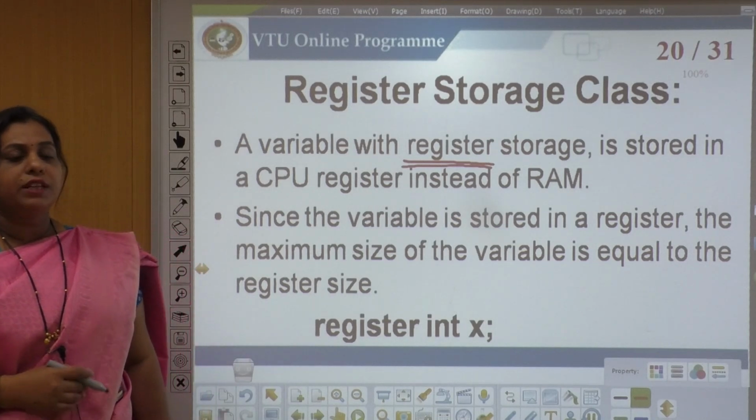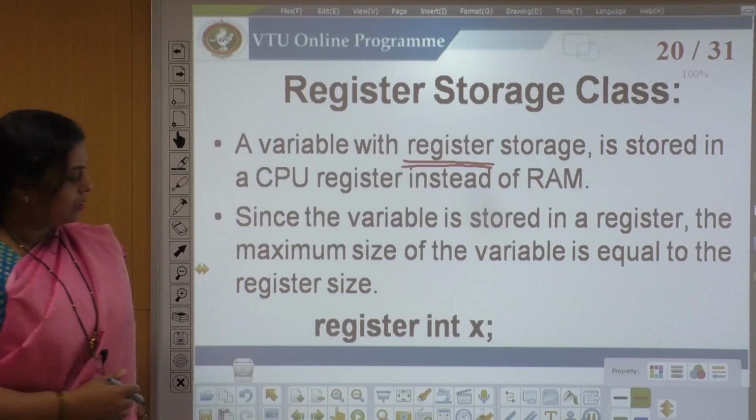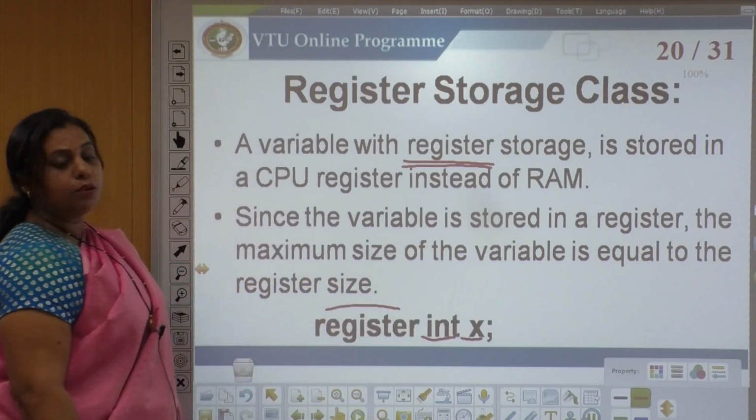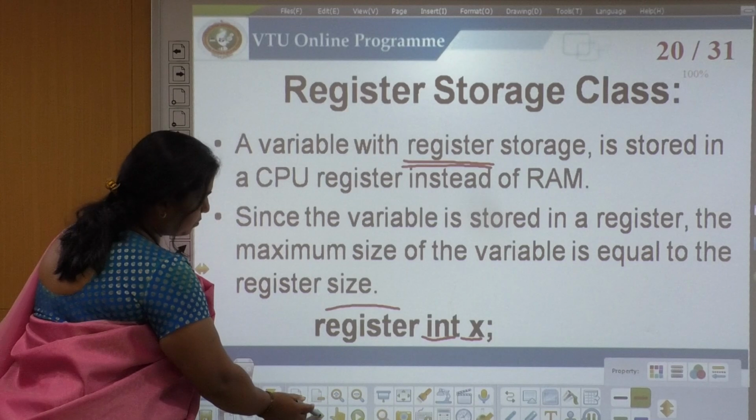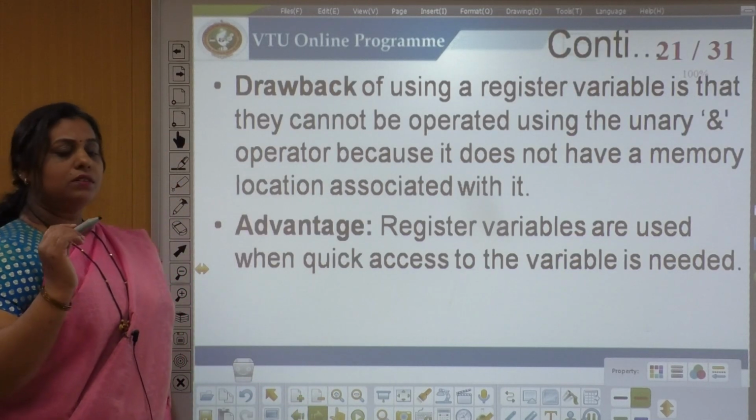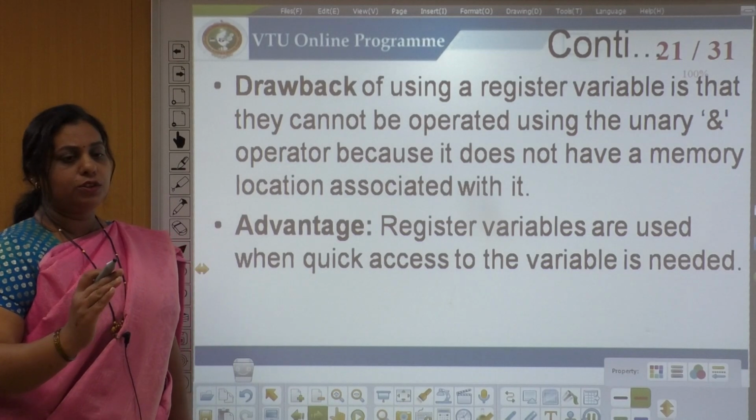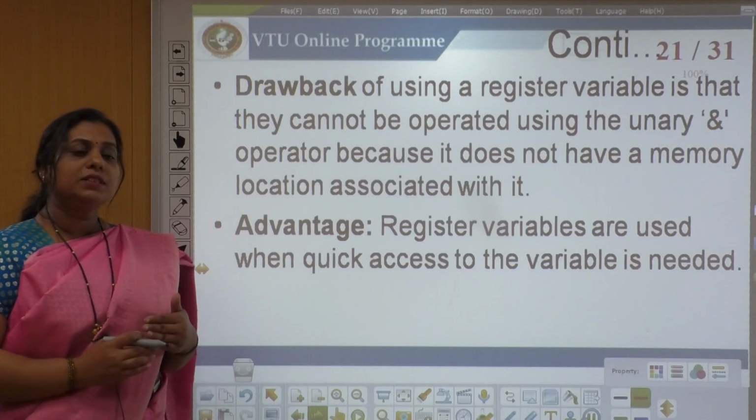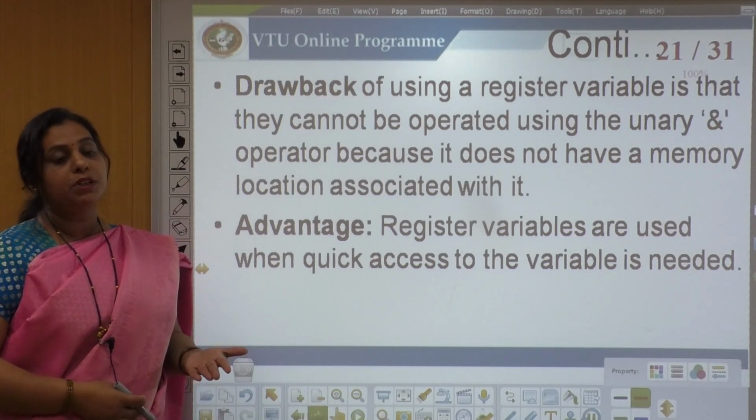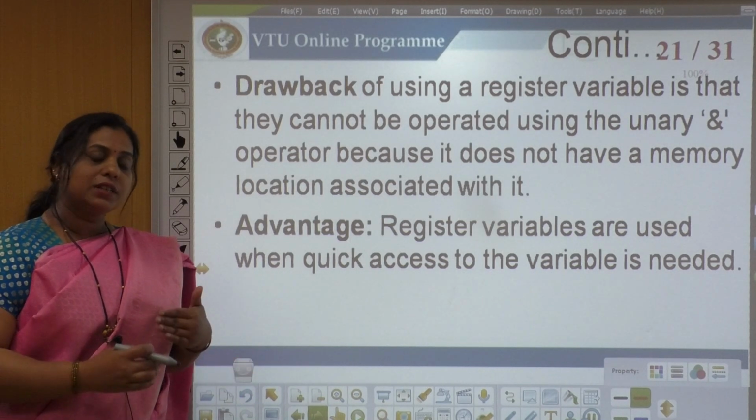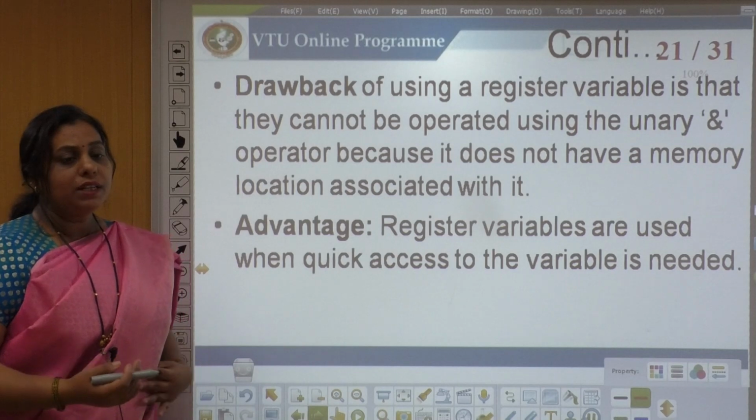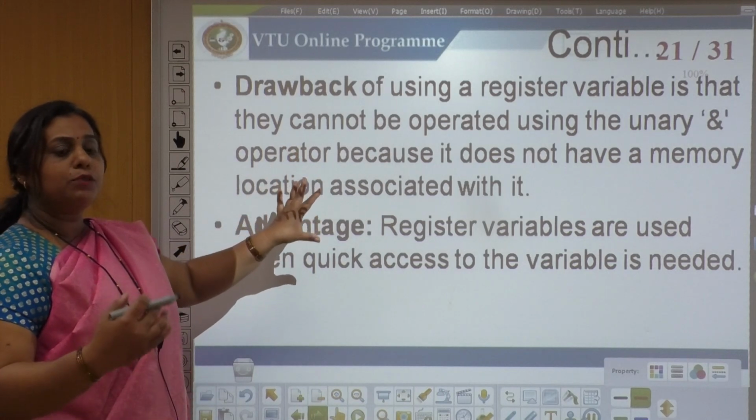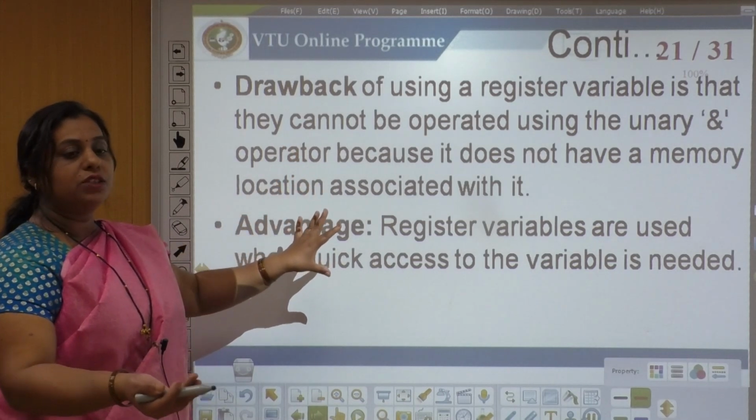The syntax to declare a variable with the register storage class is, you should use the keyword register followed by the data type followed by the name of the variable. Whenever you are requesting the compiler to allocate the register storage, this request can be denied if the register is not available during that particular time. The request can be denied by the compiler. The only advantage is quick access, and the drawback is that you are unable to access the memory location associated with the variable.